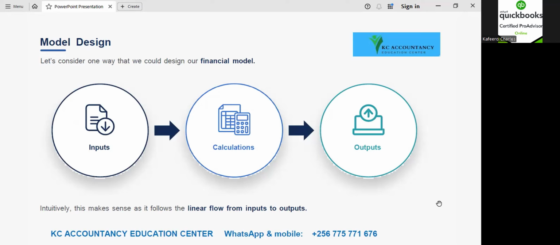Now, it's quite common to think about the finance or the financial model.